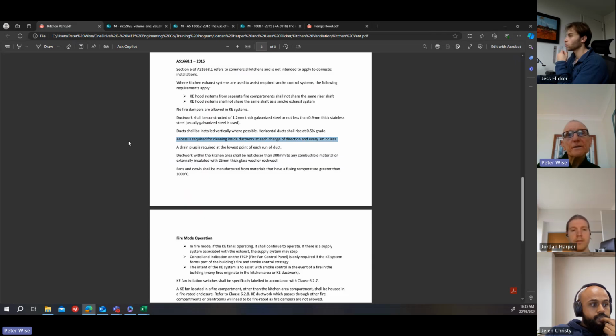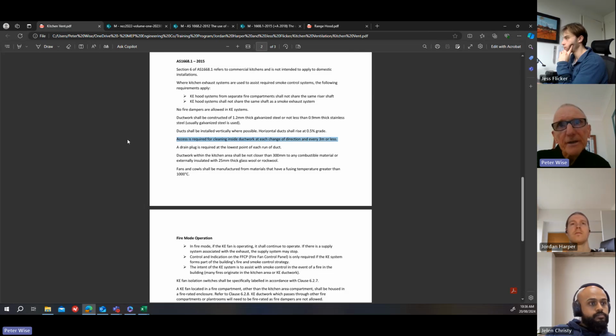Access is required for cleaning inside the ductwork at each change of direction and every 3 metres or less. So within every 3 metres of, now that's of horizontal ductwork, okay? In vertical ductwork, you don't have to have access panels, and quite often it's built into a riser anyway, so you can't get to them. But the idea is that with horizontal ductwork, you need to be able to get in there and clean it out every so often.